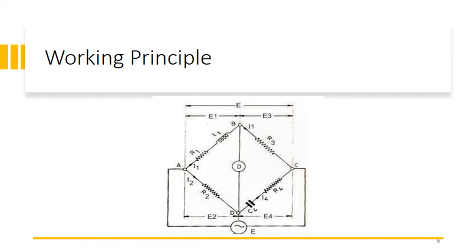In Hay's bridge, the capacitor is connected in series with the resistance, and the voltage drop across the capacitance and resistance are varied. And in Maxwell bridge, the capacitance is connected in parallel with the resistance. Thus, the magnitude of the voltage passed through the resistance and capacitor is equal.